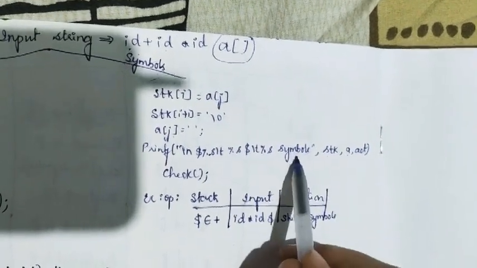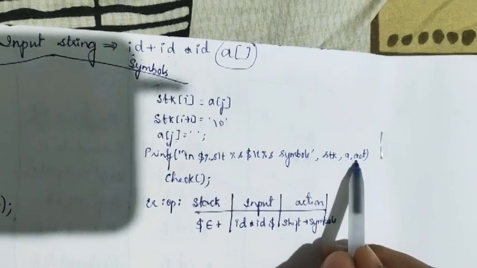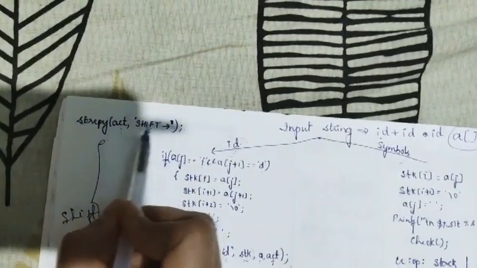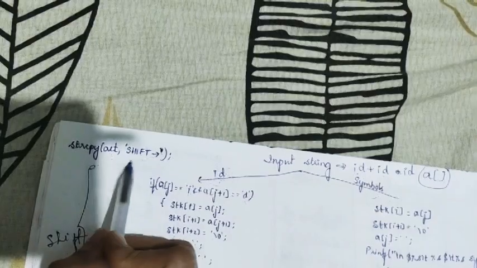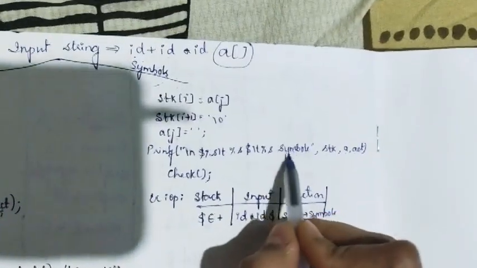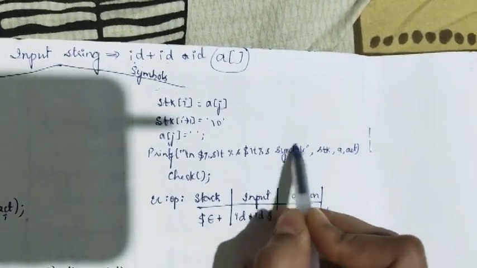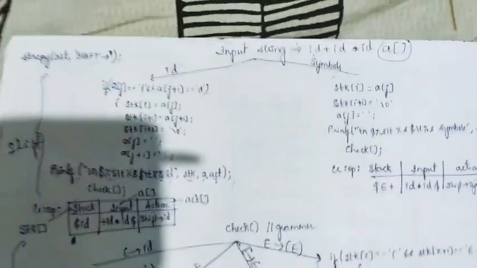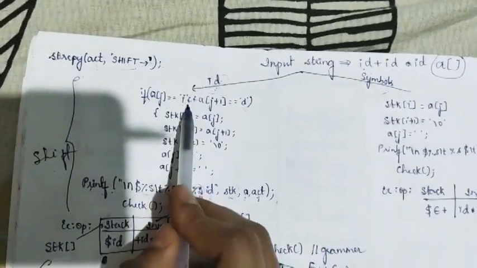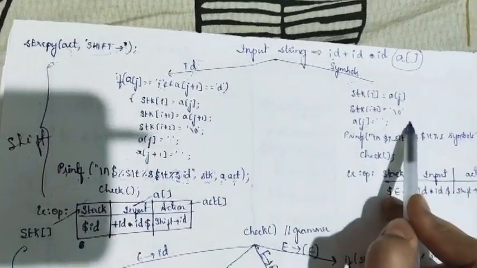And then we are displaying the action buffer. So what is in the action buffer? We have already written a message called shift in the action buffer, followed by symbols. So that is what will be displayed in the action buffer. Now this is after I copy an ID. This is after I copy a symbol.